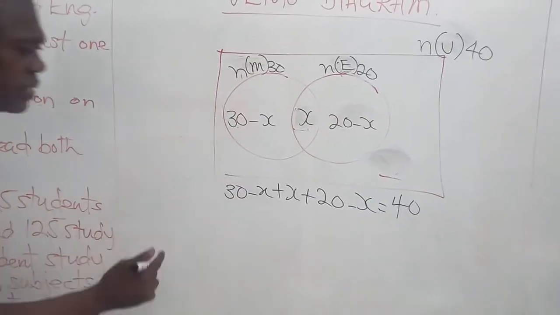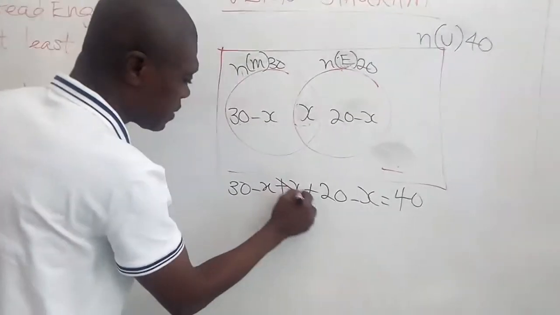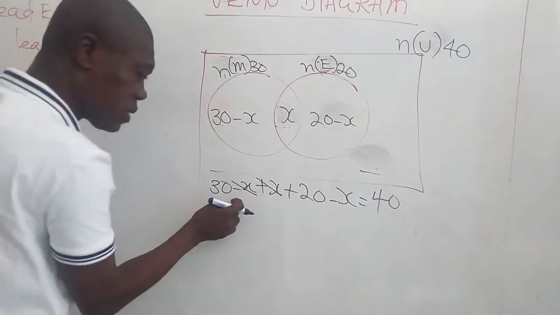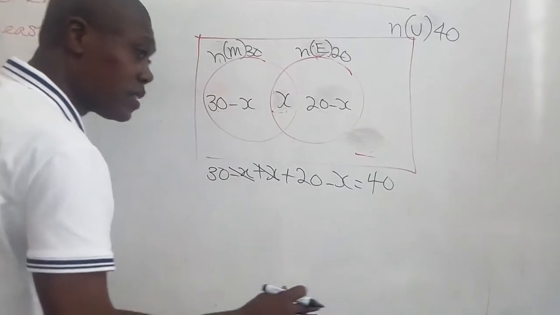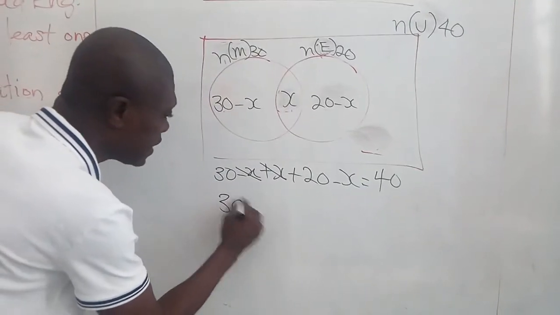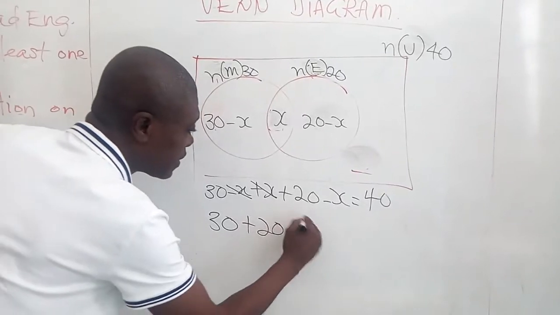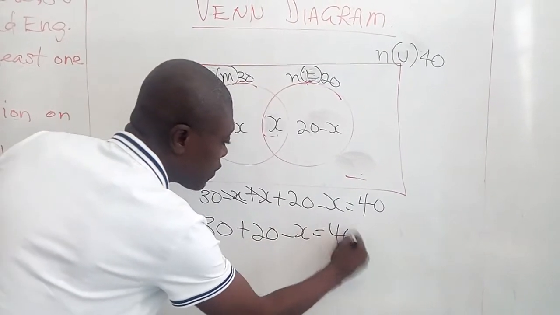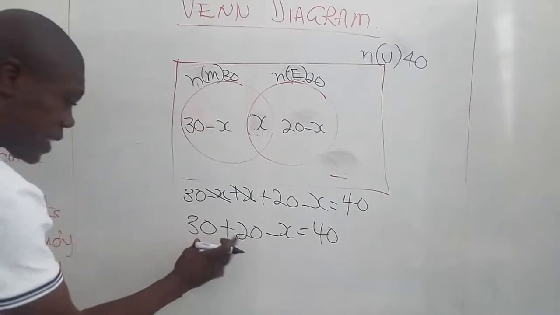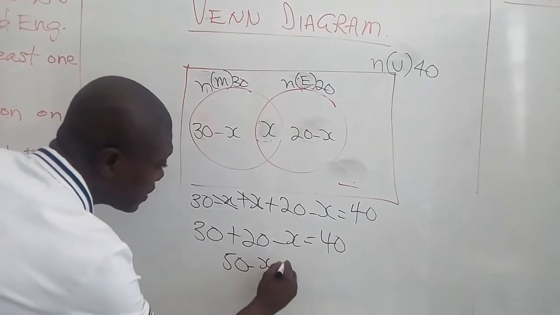Now let's see, minus x plus x. So this and this will go away, because minus x plus x neutralizes themselves. So now we have 30 plus 20 minus x is equal to 40. Now we are grouping the like terms. This and this will give you 50 minus x equals 40.